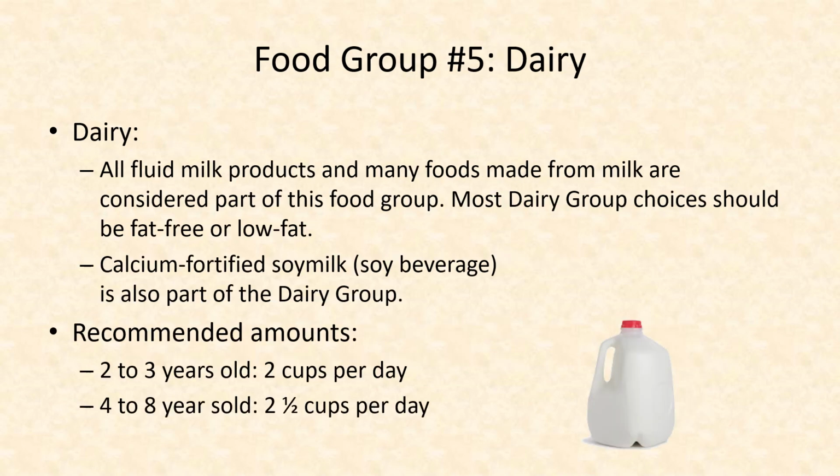The fifth and final formal food group is dairy. And by dairy, as you're probably aware, we're talking about anything dealing with milk. Now, ideally, for most diets, dairy group choices should involve fat-free or low-fat. But we also have a lot of products available today, such as calcium-fortified soy milk, different soy beverages, and they're considered part of the dairy group. Now we find almond milk and many other types of milk that are available.